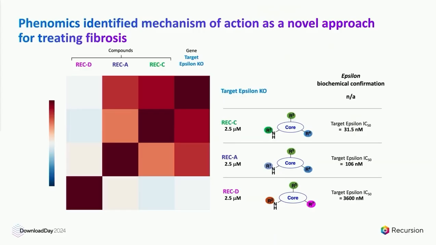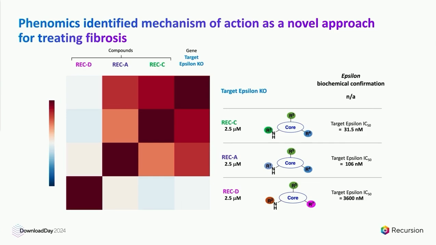We can also use Phenomics to identify the mechanism of action for these compounds. So what I'm showing you here is a heat map, and let me orient you very quickly. Every row and every column represents a single perturbation, so either a gene knockout or a compound. The darker the red, the more phenomically similar, and so you can see perfect similarity along the diagonal with either compounds to themselves or gene knockouts to themselves.